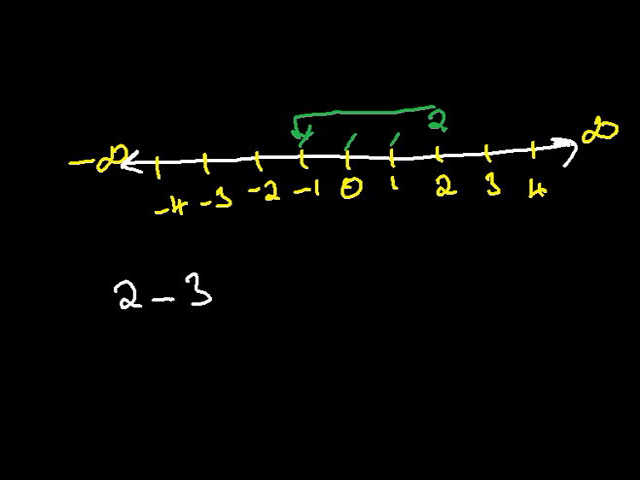So 2 minus 3, we have it as negative 2. Actually it should be negative 1. Even if you verify with a calculator, you have that one. So keep that in mind.